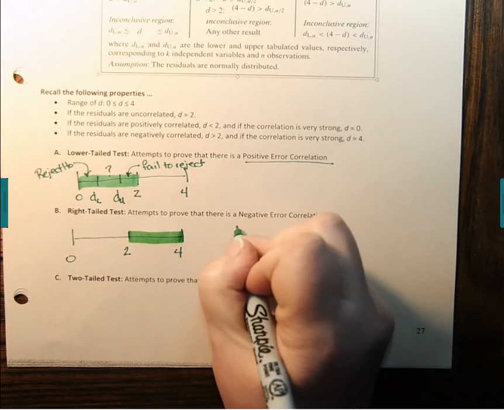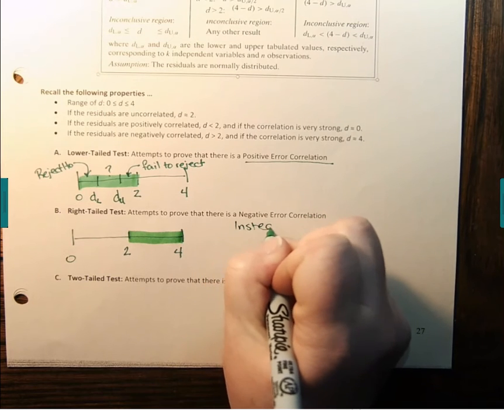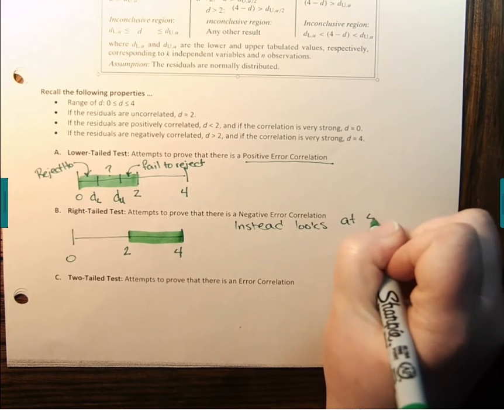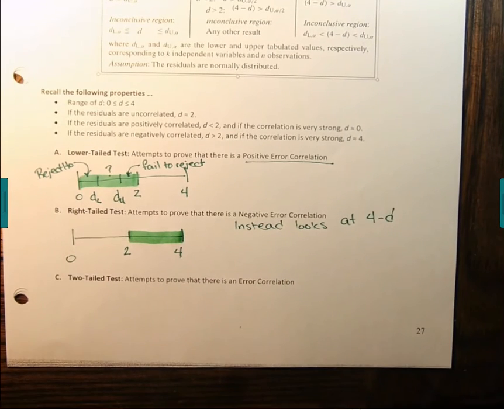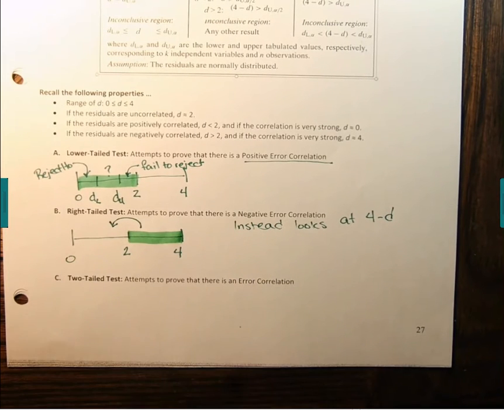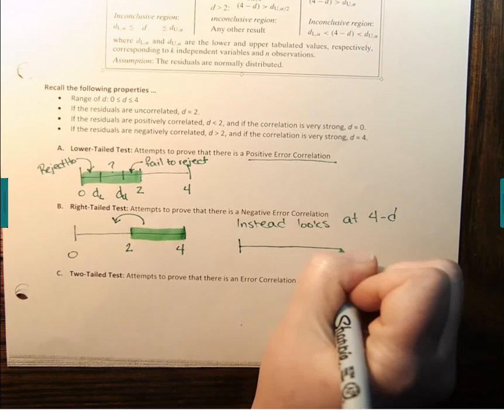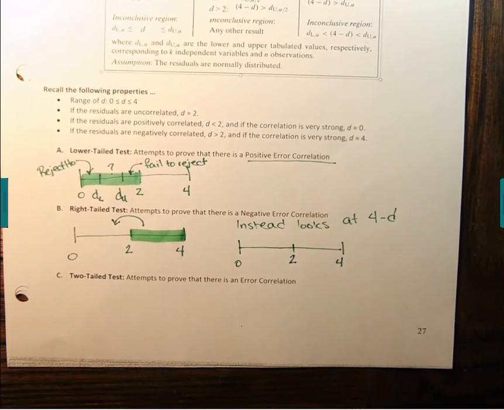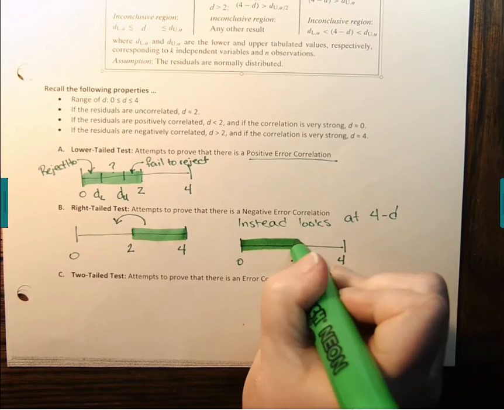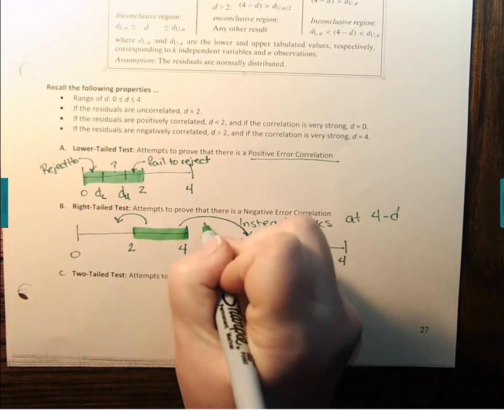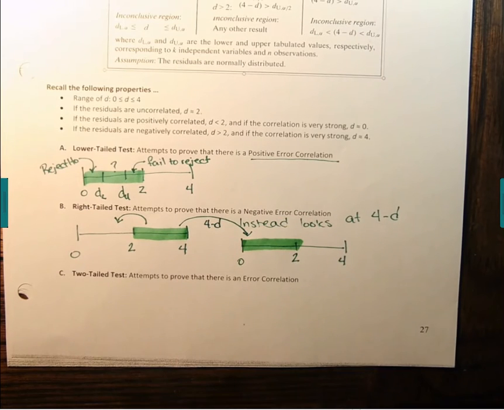But what the test does is it instead looks at 4 minus D. And so notice if we look at 4 minus D, what that does is it maps this over to the left-hand side of the number line. So again, we're mapped to 0 and 4, but it maps it over to the left-hand side. So this comes over here since we're looking at 4 minus our test statistic, which is D.